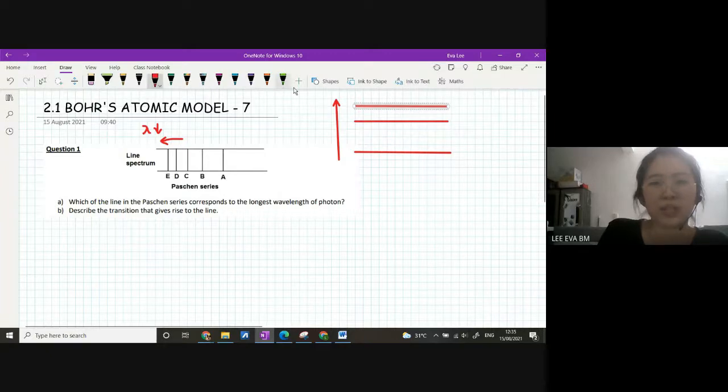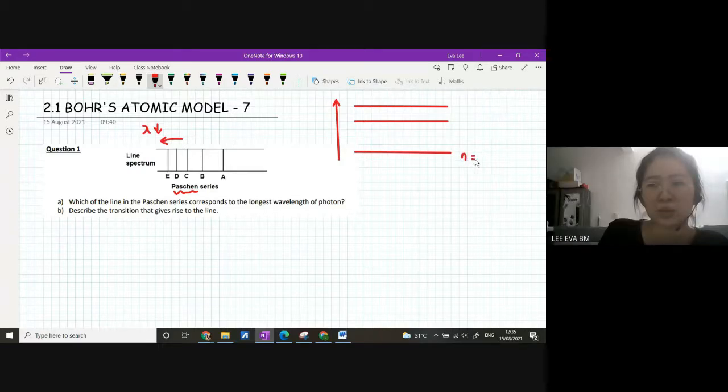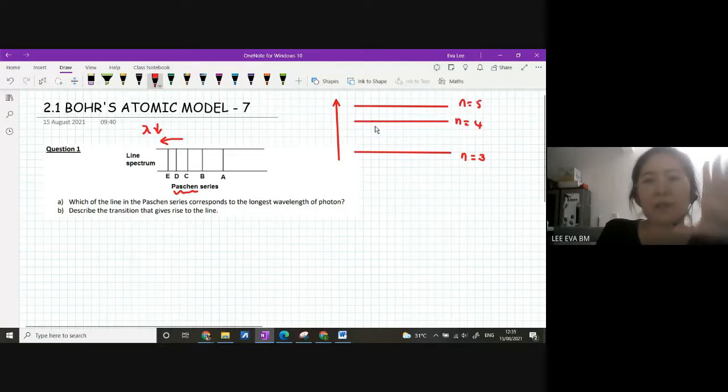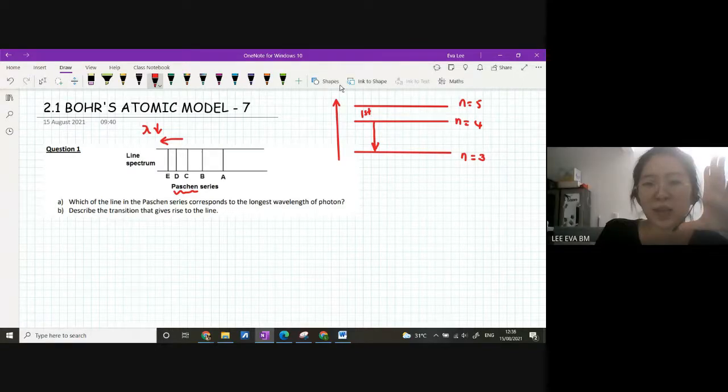So over here, tell me about the Paschen series. What is your ground state? 3. N equals to 3. Okay, so ground state n equals to 3. So our first line falls from energy level 4 to energy level 3. So that one is your first line, isn't it? Yes. Okay. So as usual, like what we showed earlier in the diagram.